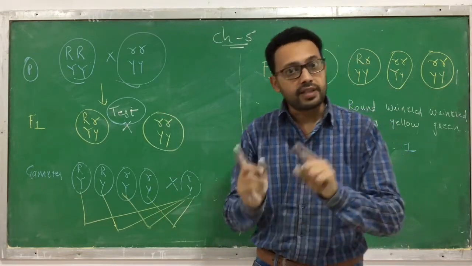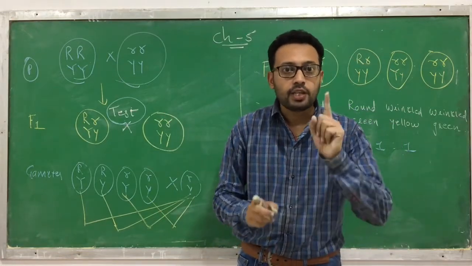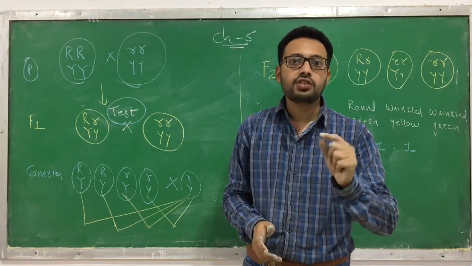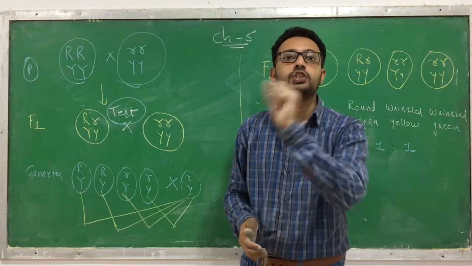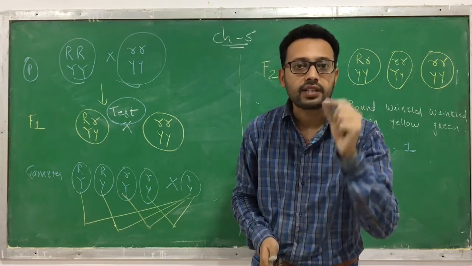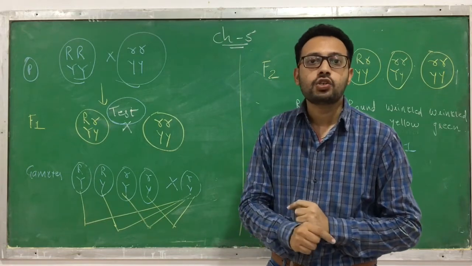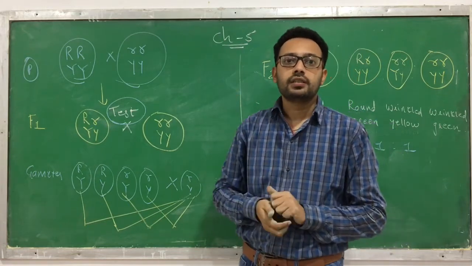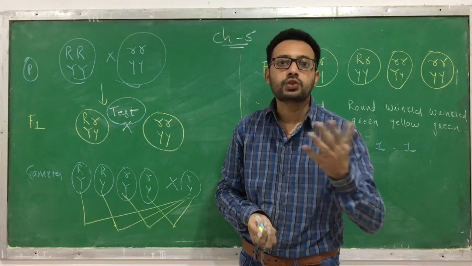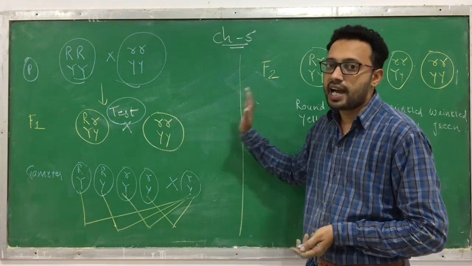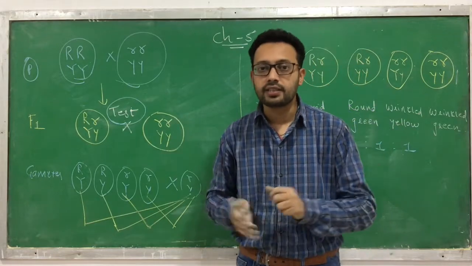Even in monohybrid experiment, you know that in a self cross in F2 generation you get a ratio 3 is to 1. But in a test cross you get a ratio of 1 is to 1. Clear? That is the ratio that is going to be obtained. So this is about the test cross in a dihybrid experiment. So you have to learn it thoroughly.